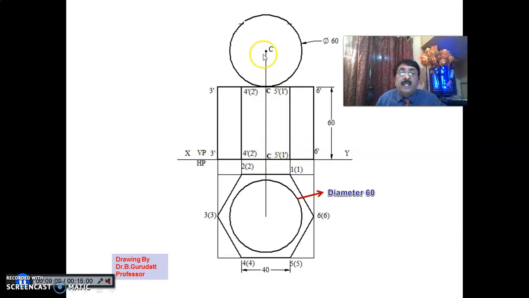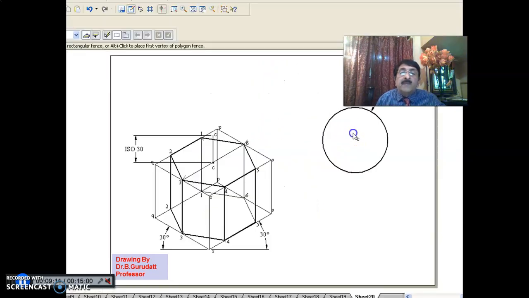That is why from C to C you take ISO 30. Okay, from C to C you take ISO 30. Then this sphere will not reduce in diameter. Draw a circle of radius 30 or diameter 60 directly.